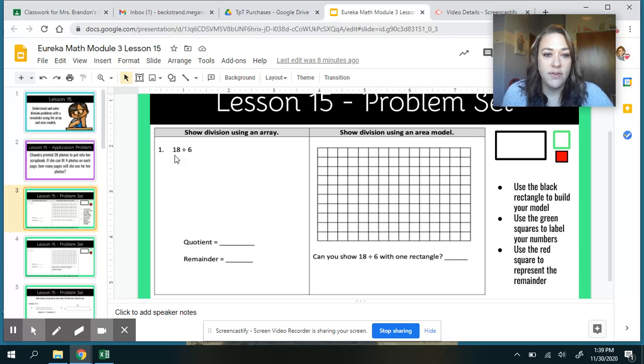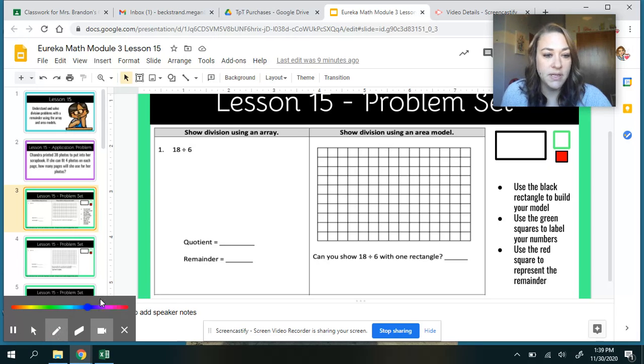Okay. So if I have 18 divided by 6. So remember my whole is 18. So I'm going to take 18. I'm going to break it into groups of 6. And our quotient is however many groups we can make, okay? So 18 divided by 6, I always like to think of how many groups of 6 can I make if I have 18.